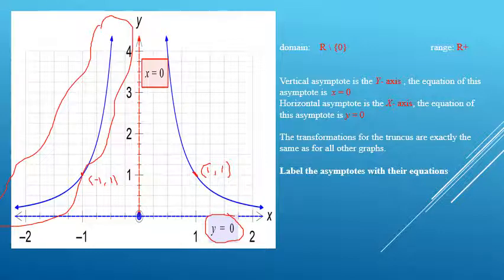What you need to fill in your notes is that the domain is all real numbers excluding 0, the range is R plus. The vertical asymptote is the y-axis. The equation of the asymptote is x equals 0. That's this here, the red dotted line. The horizontal asymptote is the x-axis. The equation of the asymptote is y equals 0, which is our blue dotted line there. Transformations for the truncus are exactly the same as for all other graphs, so the A, B and C do the same things, and we've got to remember to label our asymptotes with their equations.